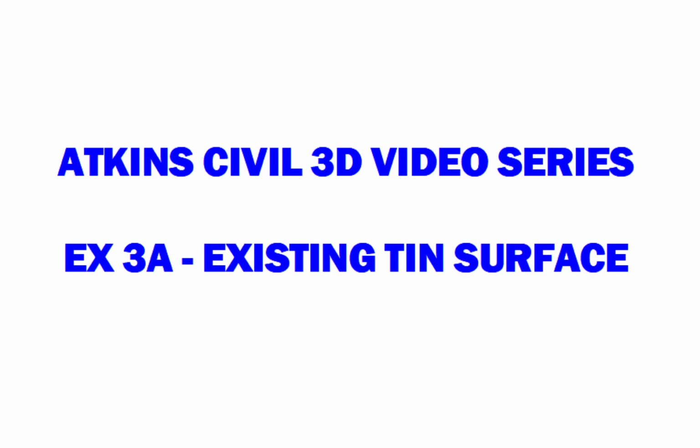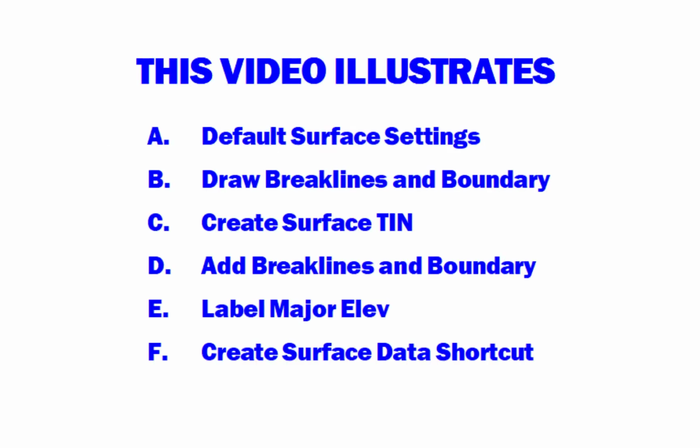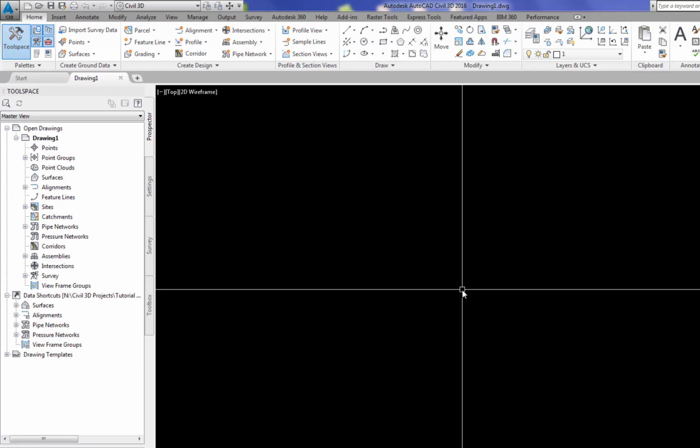Atkins Civil 3D video series: existing TIN surface. This video illustrates: A. default surface settings, B. draw break lines and boundary, C. create surface TIN, D. add break lines and boundary, E. label major elevations, and F. create surface data shortcut. Open the survey points drawing.